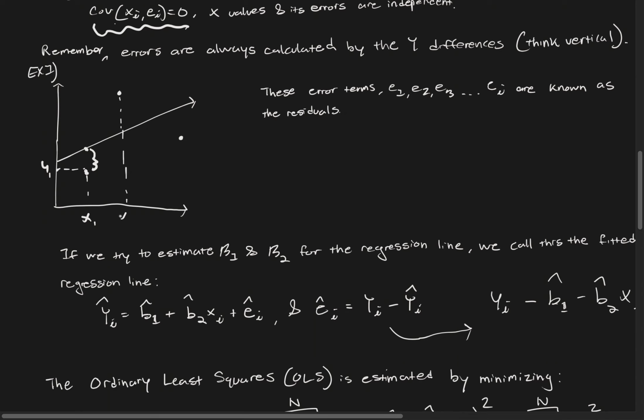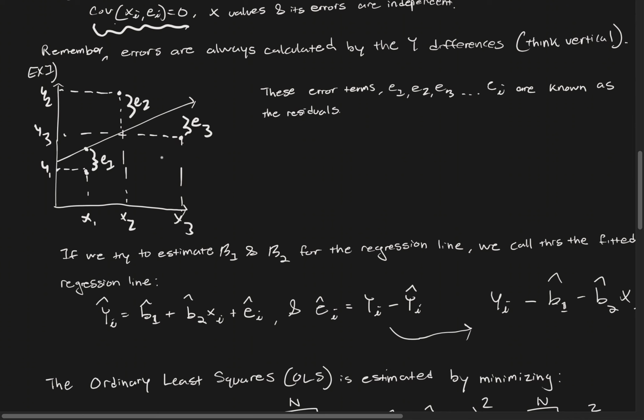If we draw another fitted point here, we have y2. This we can see as the first error, the second error, and then y3, x3, and the difference here is what we call error 3. So only the vertical axis. This is very important.